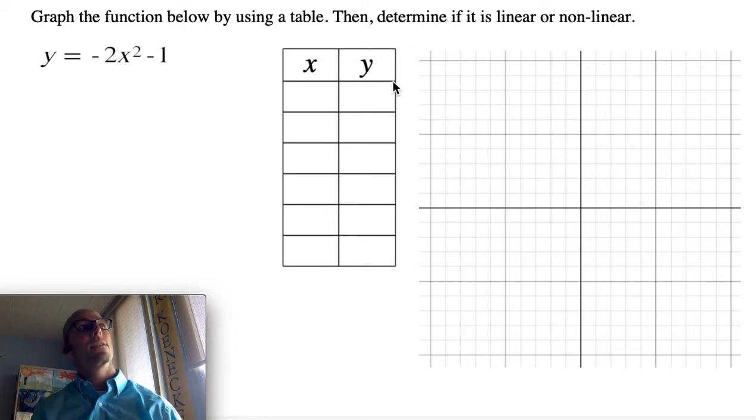All right, so here's the task as it's presented. Graph the function below using a table, and then we're going to determine if it's linear or nonlinear. Okay, so here's my function, right? Y equals negative 2x squared minus 1.